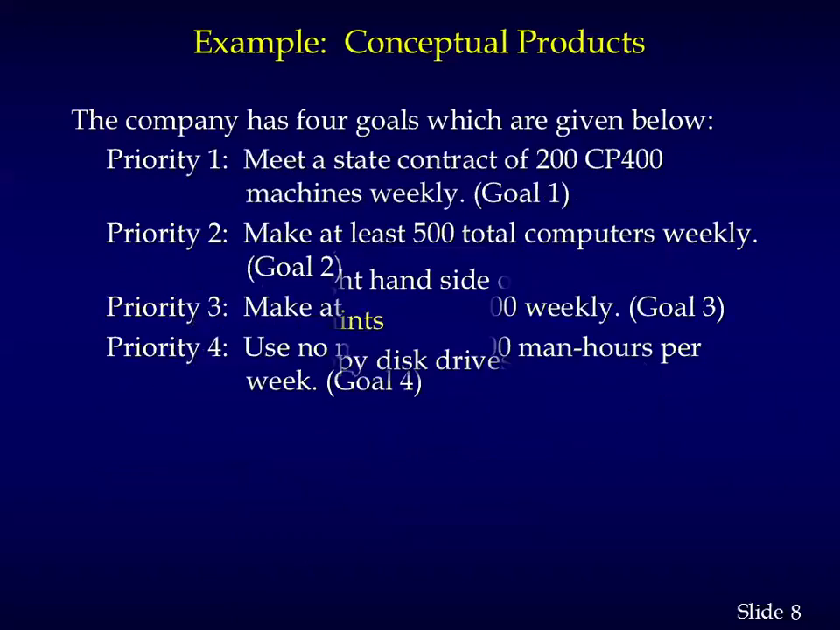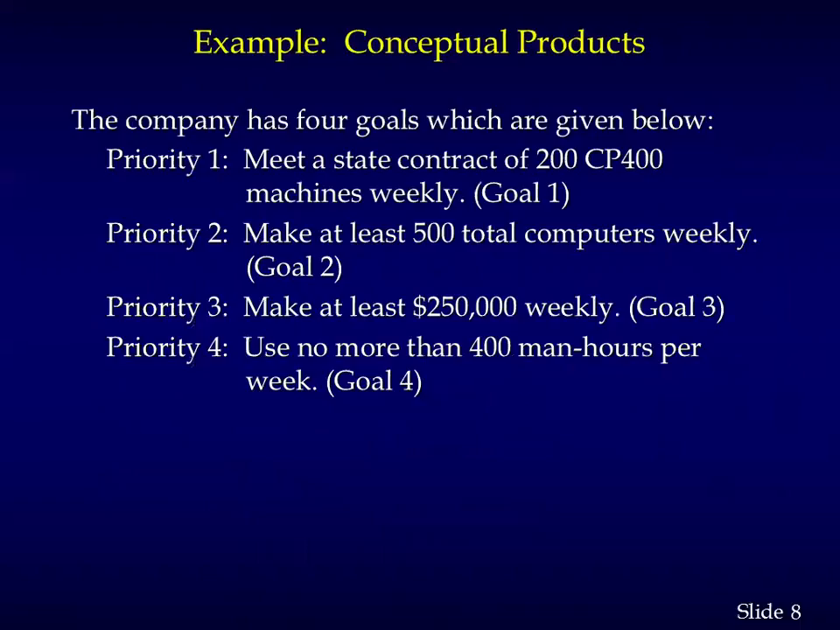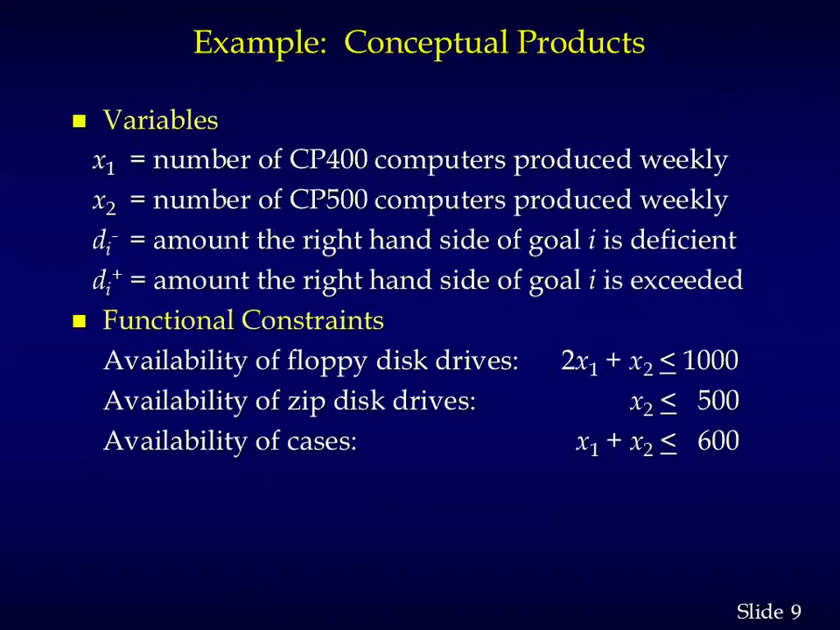Well, don't forget there's a priority level. First priority is to meet the state contract of 200. So if we want to meet this, what is more important, overachievement or underachievement? Now, the objective has to be put in terms of minimizing the deviational variables. So which one do you want to minimize, d1 plus or d1 minus? You want to minimize d1 minus, because it shouldn't be underachieved. I know it's a bit confusing to start with, but whatever you don't want to do, you minimize. That's the basic idea here.